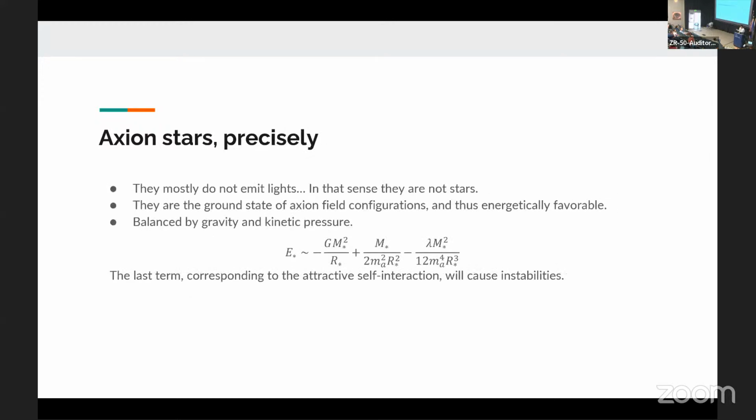And what do I mean by axion star? I've introduced all of this, I'm just trying to give some rough idea. They mostly don't emit light, so in that sense, they're really not stars, they're not blinking. By axion stars, I really mean they're the ground state solution of your axion field configurations. It's an energetically favorable state. And they are balanced by the gravity and the kinetic pressure. So the first term I wrote down is simply the gravitational binding energy. The second term is simply the kinetic pressure, which comes from the uncertainty principle. The third term is usually not important, but it's important during the collapse. It's from the self-interaction, which can cause instabilities.